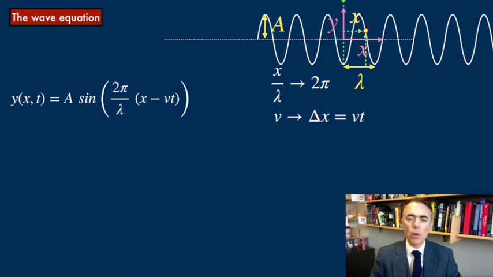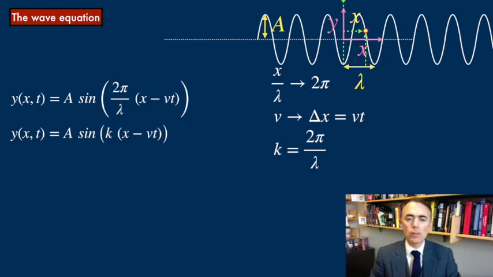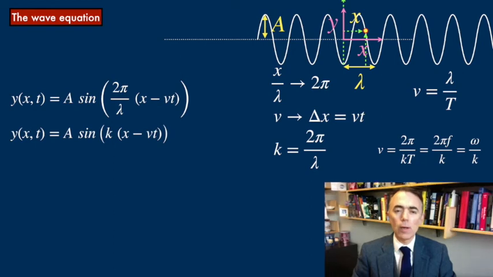We define the wave number k as 2 pi over lambda, so that, and because the velocity is the wavelength over the period, writing lambda in terms of k, and because the frequency is 1 over T, and because omega is 2 pi f, y of x and t is equal to A times the sine of kx plus or minus omega t.